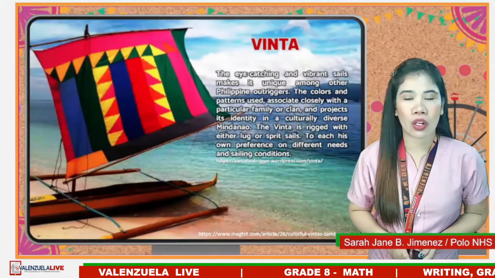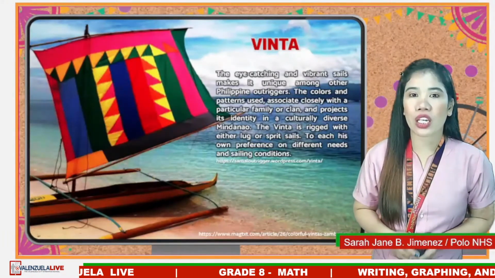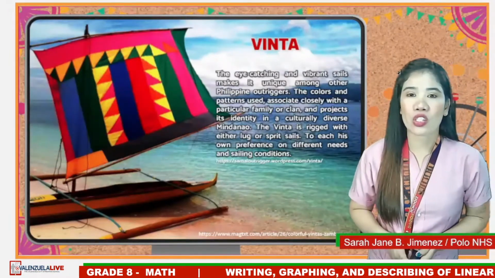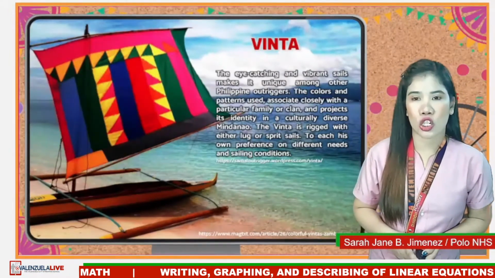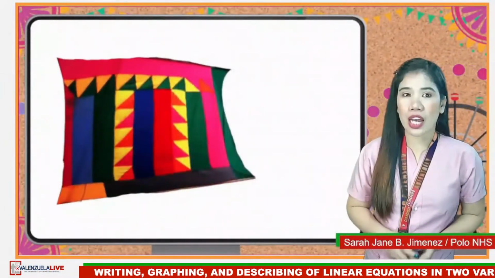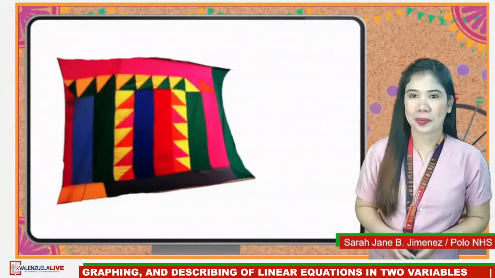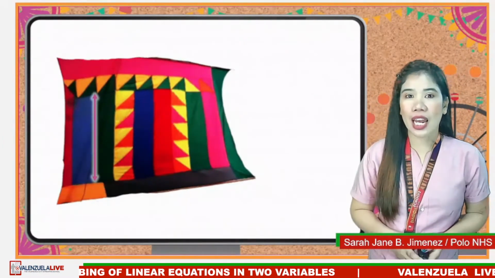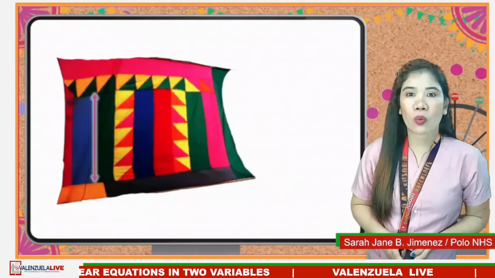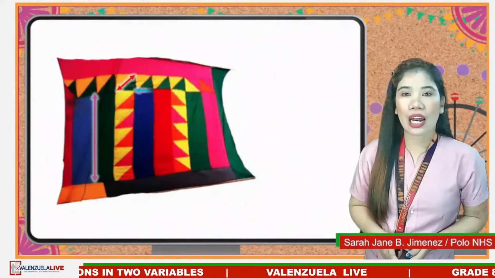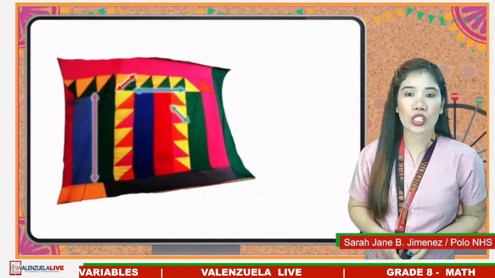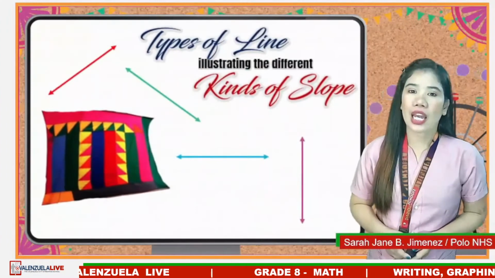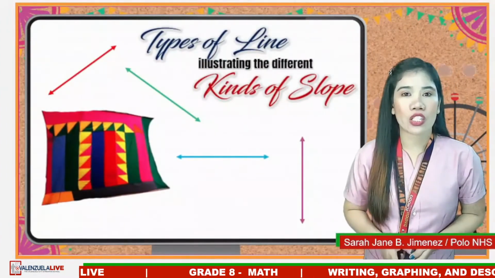diverse Mindanao. The Vinta is rigged with either log or sprit sails, to each his own preference on different needs and sailing conditions. What do you notice about the design of the sail of this Vinta? That's right. The design has different kinds of line. We have the vertical line, a line that goes upward, a horizontal line, and a line that goes downward. These lines are illustrating the different kinds of slope.